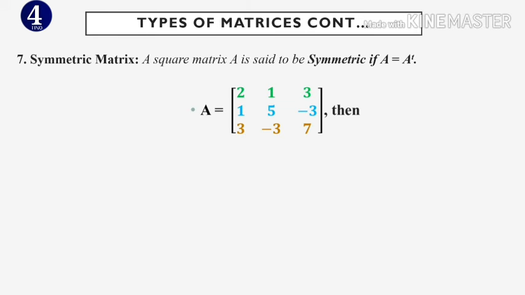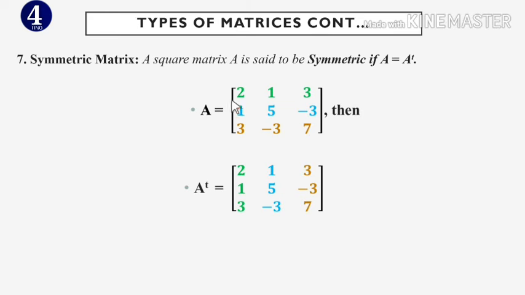Now let's say this is a given matrix. The criteria: first, it must be a square matrix. This is a 3 by 3 matrix, so it is a square matrix. Then we transpose it and compare it with A. If it is the same, we call it a symmetric matrix. So let's check it out. Green ones become column 1, the blue ones column 2, the brown ones column 3.